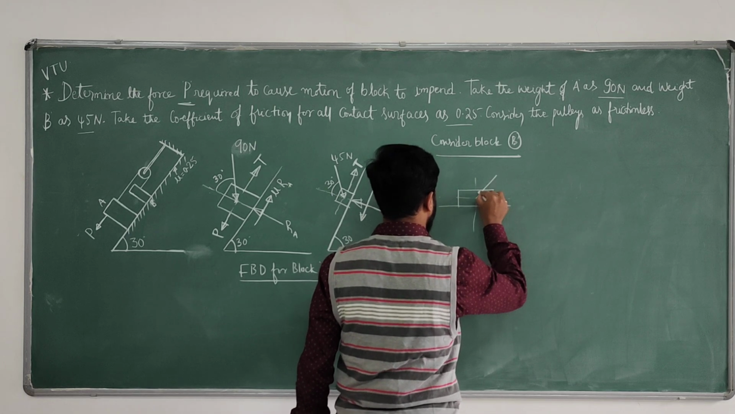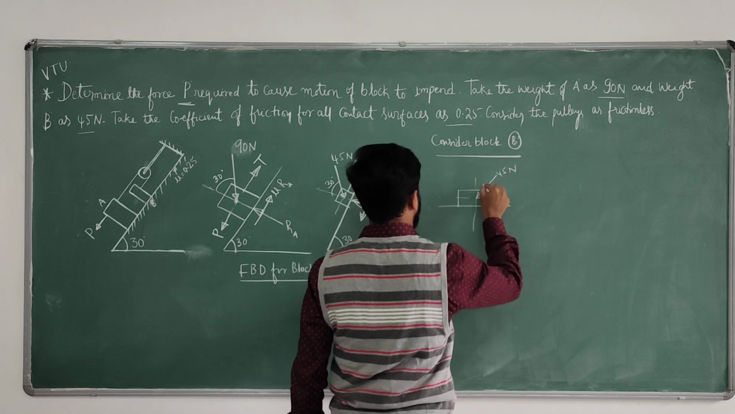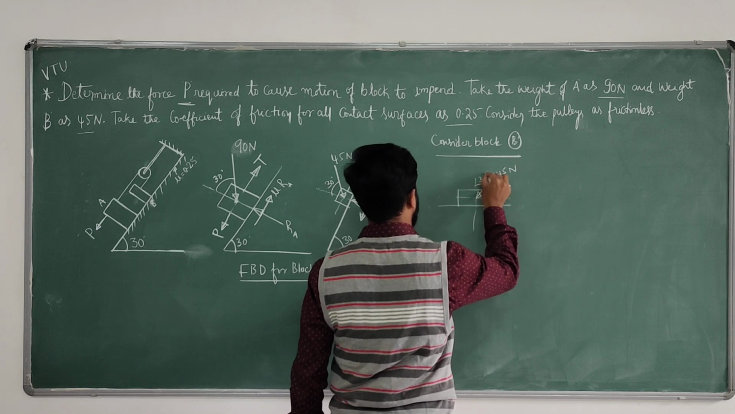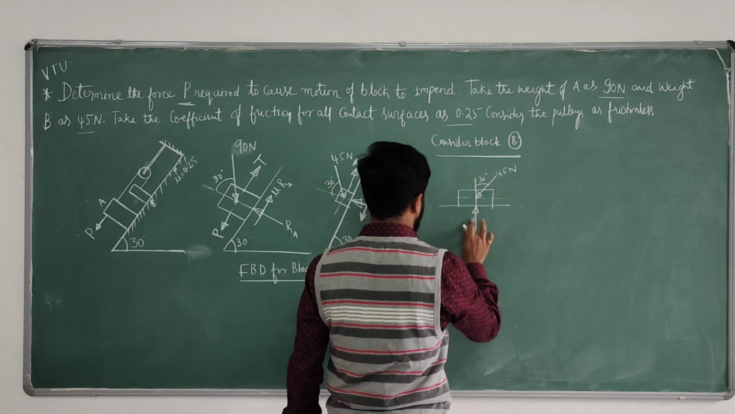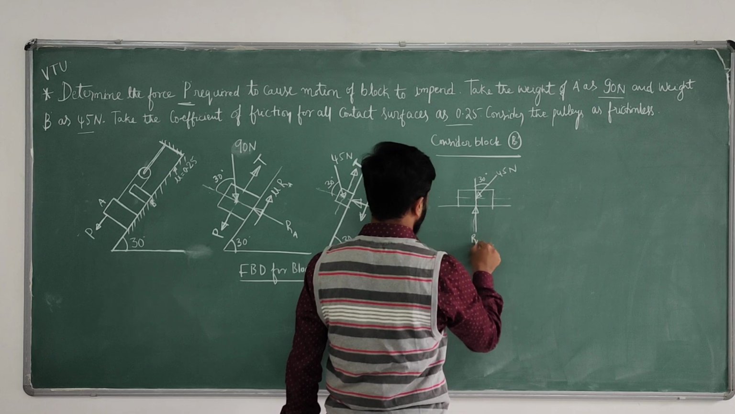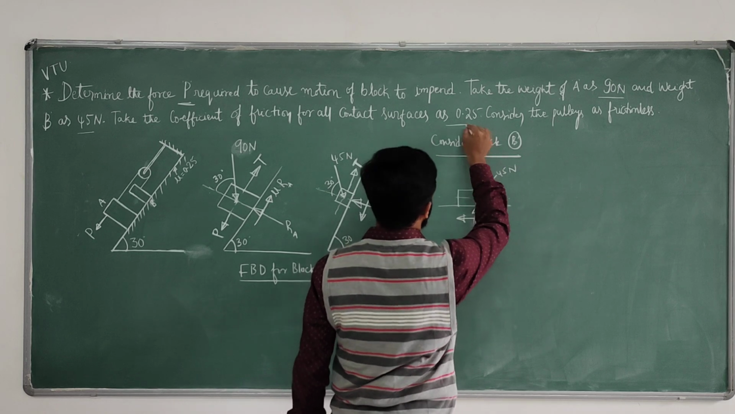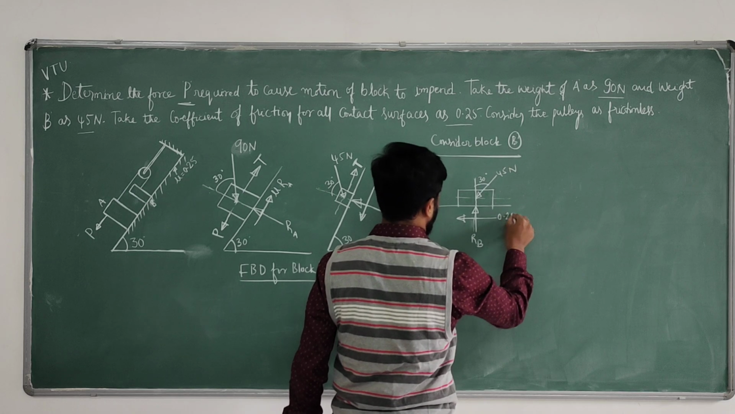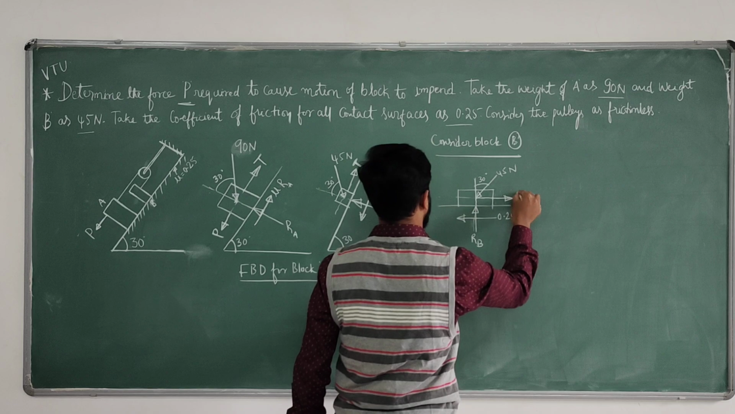So here you are having weight. First weight, the weight is 45 Newton. Block B weight 45 Newton, and the angle is 30 degree with respect to vertical. And here you are having reaction RB, and this is mu into RB. Mu value is 0.25. 0.25 into RB, and here you are having T in this direction.